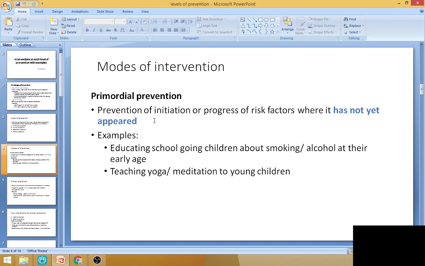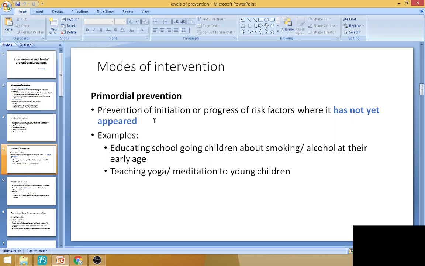So if you are asked to give an example of primordial prevention, like in school children, we are teaching the school children what the bad habits are, like smoking is a bad habit, drinking alcohol is a bad habit. So we are making them aware from such a young age. So this is one example of primordial prevention from the NCDs. Okay? Primordial prevention from the NCDs.